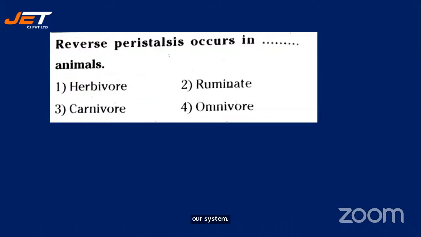Next, reverse peristalsis occurs in these animals. Reverse peristalsis means the food we have taken into our system, these animals are able to bring back into the buccal cavity and chew a lot. So in which animals will this happen? Herbivores, ruminants, carnivores, and omnivores. What's the answer, children? You are learning this from your childhood. You have this topic in 7th class and again in 10th class.